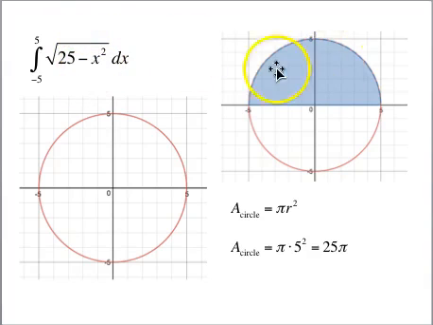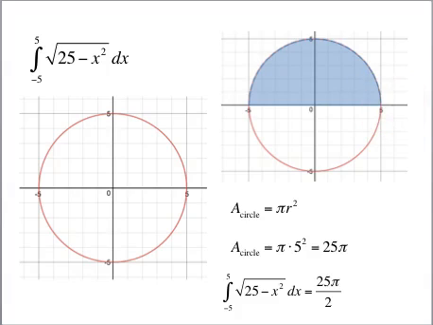So this integral represents this area under the curve. And we can say that that's 25 pi over 2. So we're able to do that with geometry without using U substitution, without using the fundamental theorem of calculus. Well, the next one certainly will be done with U substitution.